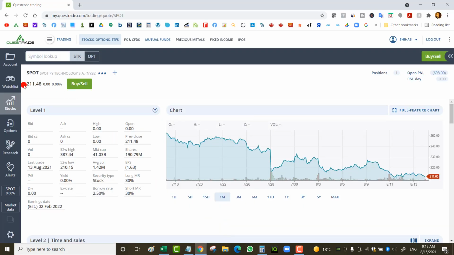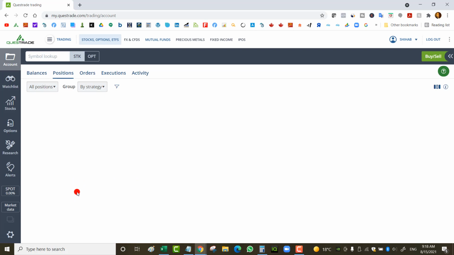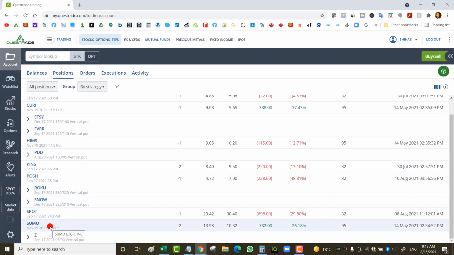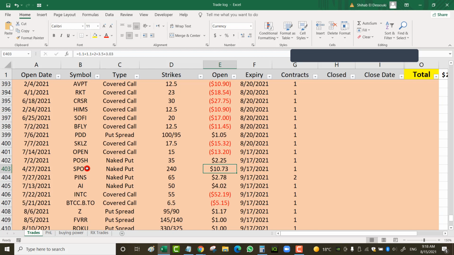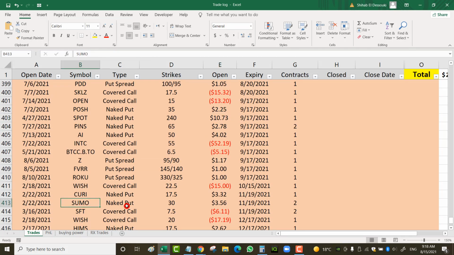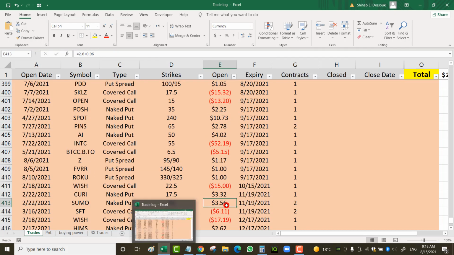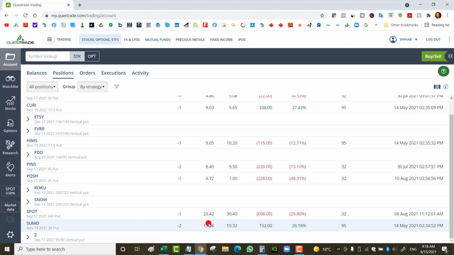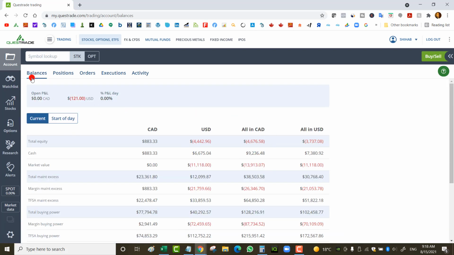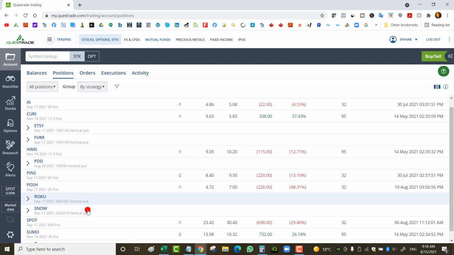So if I go back to my positions, account positions. After Spotify, I've got a Sumo put. This is another one that I rolled all the way to November or December that I'm trying to save. Total credit that I collected on this one was $3.56. My break even is about 26.5, and the put option is worth $10. So I'm down about $700 times 2 because I've got 2 contracts. So that's another explanation to the gap between the cash and the market value. Yeah, so that's not doing good at all.